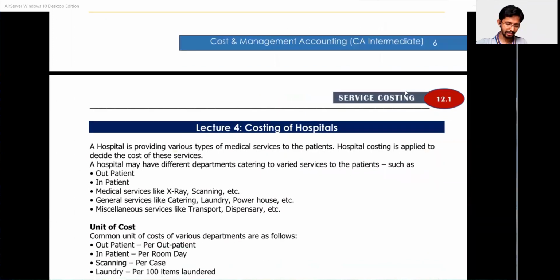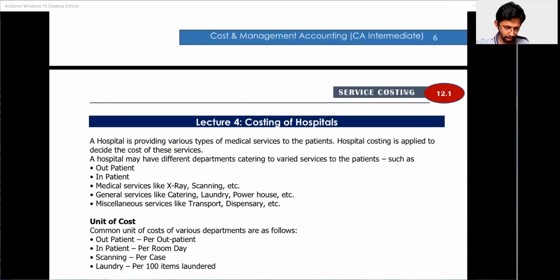Now we have to move to the next lecture, that is on the costing of hospitals. Okay, now when you talk about hospitals, it is also very much similar to the hotels, because in hotels also you give the accommodation, whereas in hospitals also you give accommodations to the patient. In case of accommodation in hotels, the cost unit is room days, whereas in hospitals it will be per patient per day. So per patient day. That will be the cost unit.